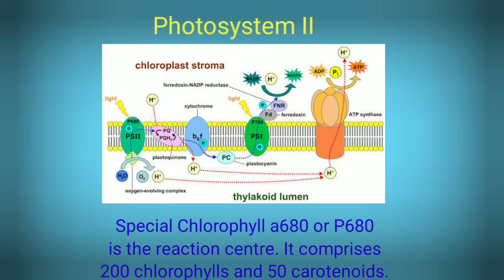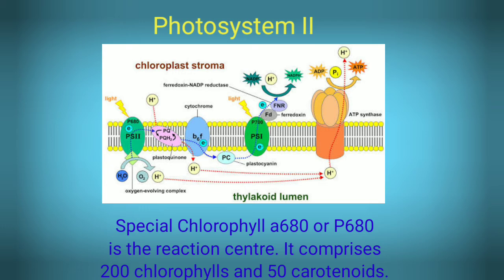PS2 also contains around 200 molecules, equipped with chlorophyll A and chlorophyll B along with carotenoids. Except for the reaction center, P680, which is a special chlorophyll A that can receive light of 680 nanometers, all the other pigments are called accessory pigments. Here also it is equipped with the primary electron acceptor, and we find the same protein molecules, where the electron is moved from one protein center to the other.